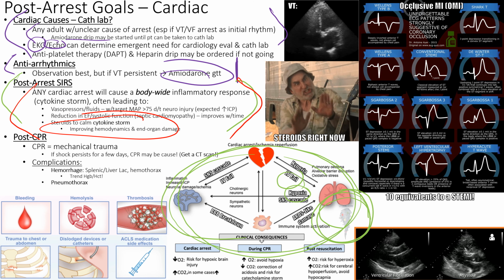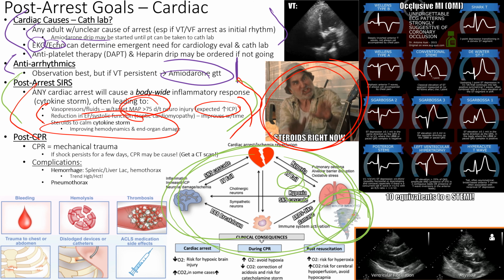But in the meantime, you don't want a secondary insult with low blood pressure, so we're going to make sure the blood pressure is good. And what kind of MAP do we say? It's a MAP of 75, right? We expect the ICP to be elevated, especially if they were down for a long period of time. Okay? So again, our steroids are like, shh, just calm it down, right? Calm it down, it's okay, right?